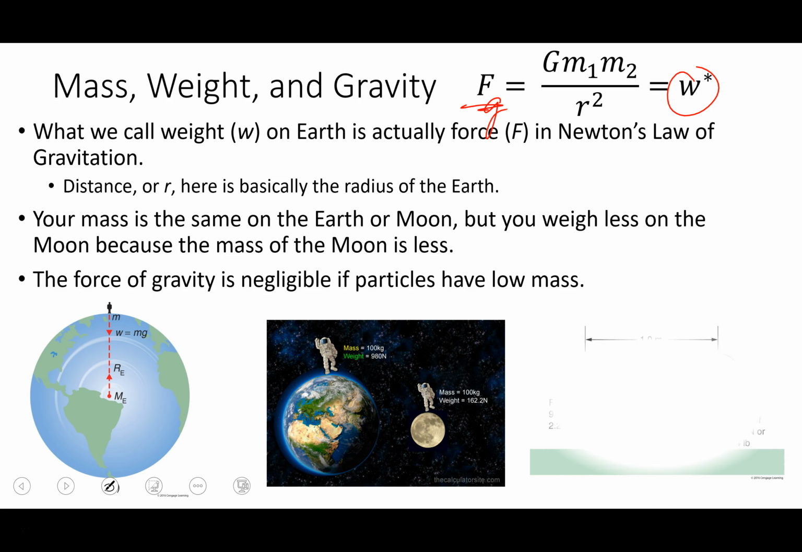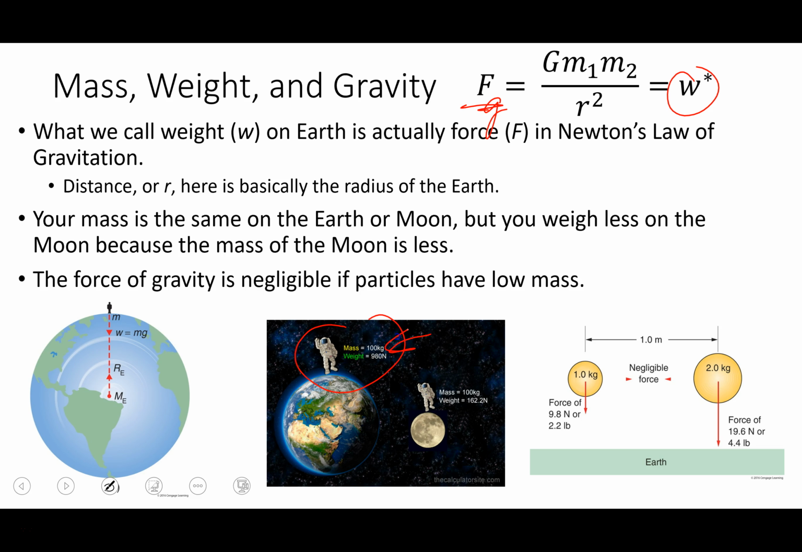Here's an example. If you're on the Earth, your mass is 100 kilograms. If you're on the moon, your mass is also 100 kilograms. But with regard to weight, because of gravity, on Earth you would weigh 980 newtons, and on the moon you would weigh about 1/6 of that, 162.2 newtons. That is one of your extra credit points: your weight will be 1/6 on the moon of what it was on Earth.